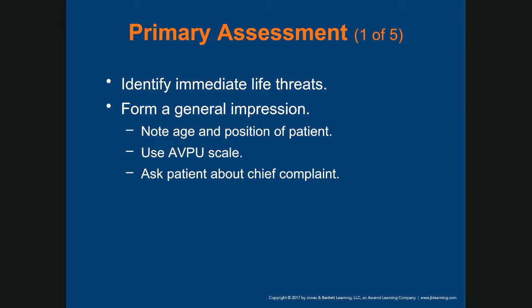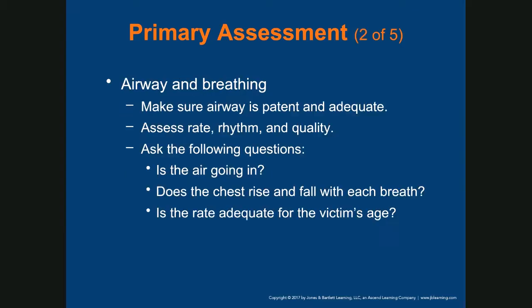Use your AVPU scale. Ask the patient about chief complaint. Assess airway and breathing. Make sure airway is patent and adequate. Assess rate, rhythm, and quality, right? And you definitely need to look at depth. Ask the following questions. Is the air going in? Does the chest rise and fall with each breath? Is the rate adequate for the victim's age?